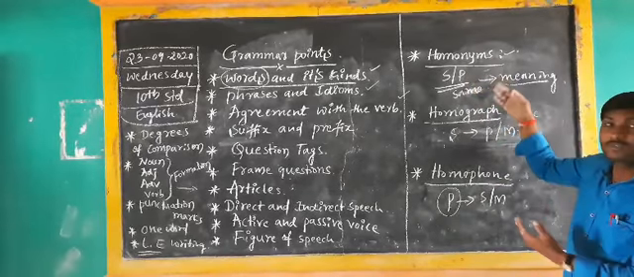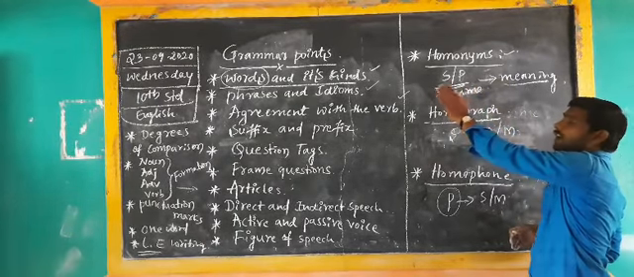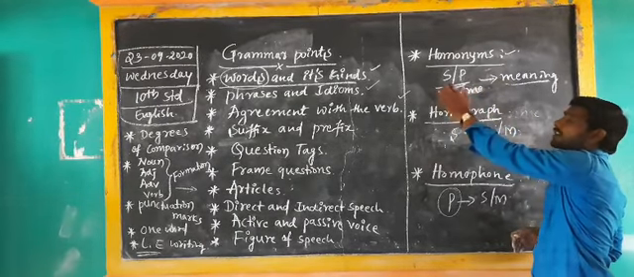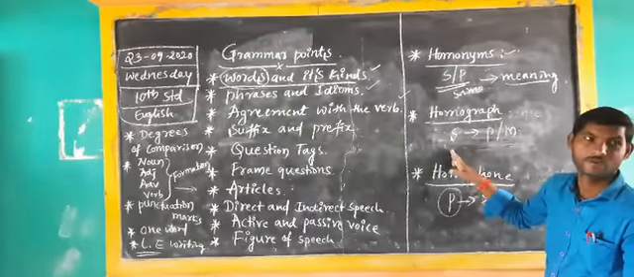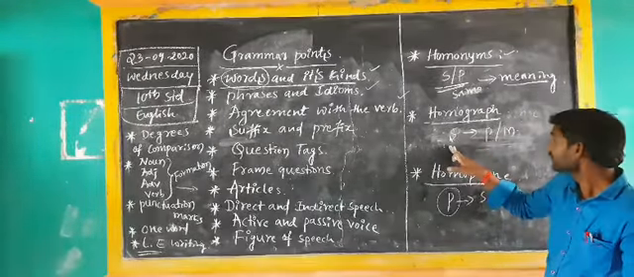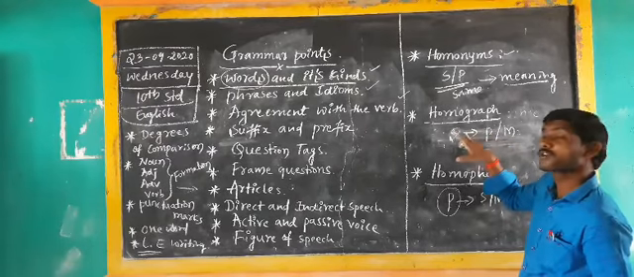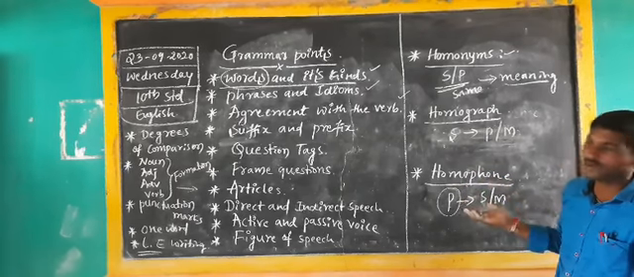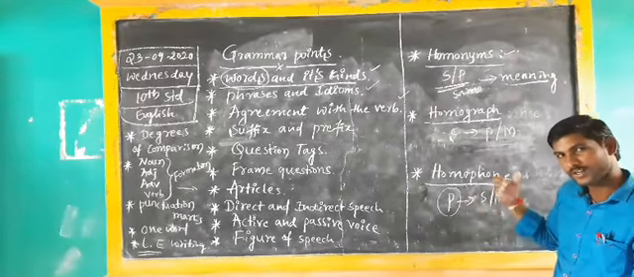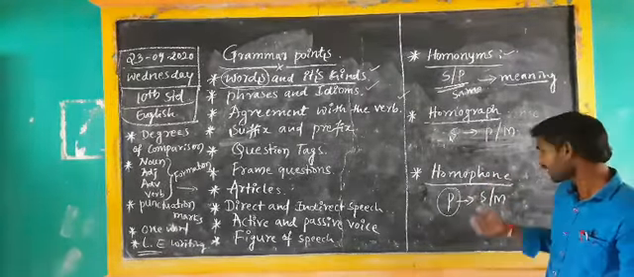Homonyms means what? Words having the same pronunciation and same spelling, but different in meaning. What is the meaning of homograph? Homograph means word spellings are the same, but they are very different in pronunciation and meaning. So these words are considered as homographs. The last and final here, homophone. Homophone means what? Word pronunciations are the same, but spelling or meaning are different. These are considered as homophones.